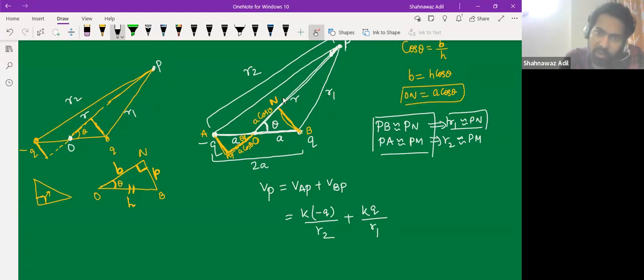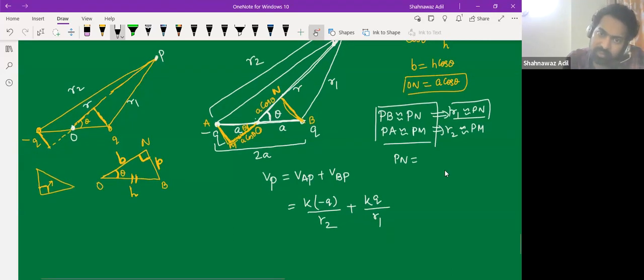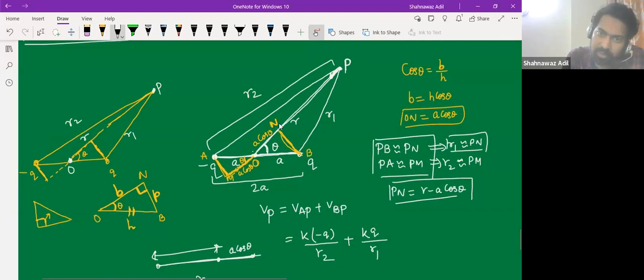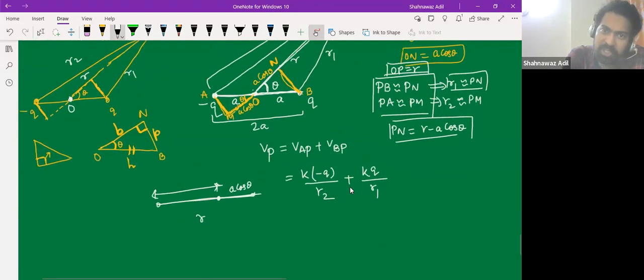So can you tell me what would be PN? From here to here, that is R. So from here to here, that would be how much? Total is R. From here to here, you have A cos theta. So what would be this thing? R minus A cos theta. Absolutely correct. That is what I was asking, right? PN. OP, we know that is R. So OP is R. Okay, so PN is R minus A cos theta.